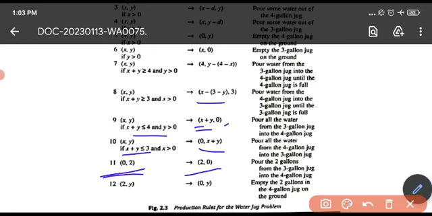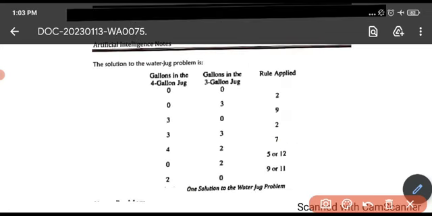So, coming to the problem, here we have one solution. We are using a few production rules from the above. First we will consider 0 comma 0. This is the initial state. And now we will consider 0 comma 3 with the help of production number 9. So we are filling this 3 gallon jug. And now we are pouring this 3 gallon of water into the 4 gallon jug with the help of production 2.